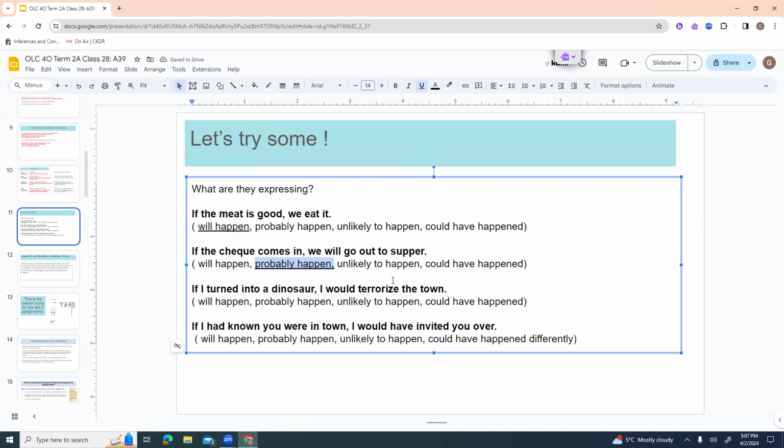If I turned into a dinosaur, I would terrorize the town. Okay, so this is unlikely to happen, right? We don't really think it's going to happen. We're talking about wild ideas. If I had known you were in town, I would have invited you over. So this is one of those things where if I'd known something in the past, I would have done something differently. Okay.